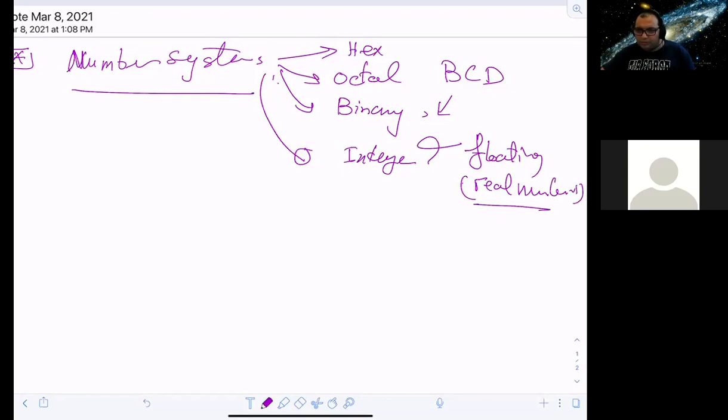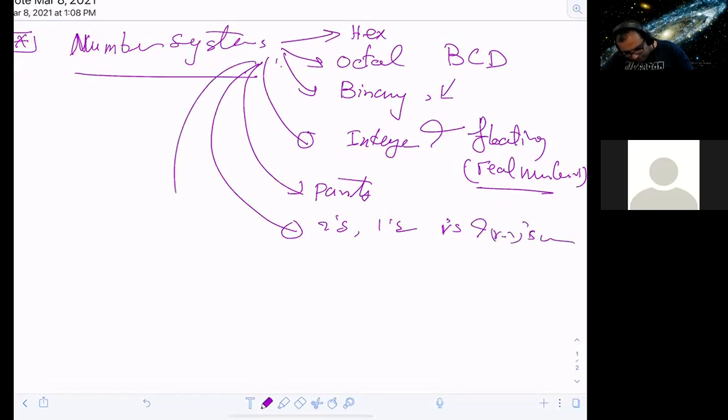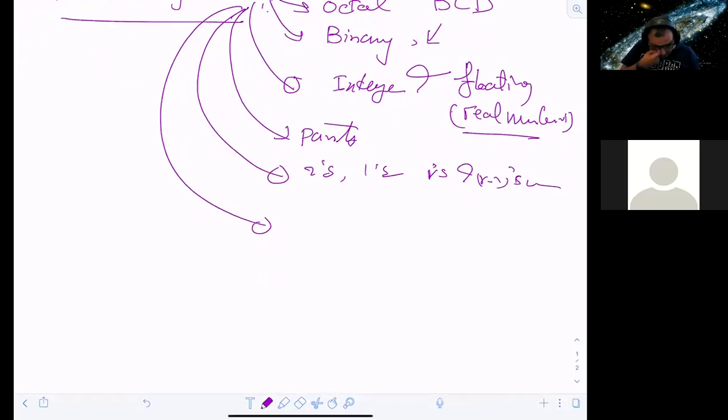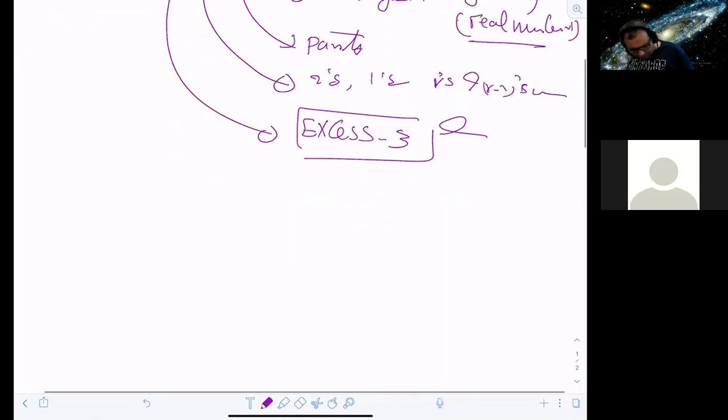Real numbers, like 1.3, 1.4. Anyway, then we talked about the parity bit. And also we talked about two's complement, one's complement, and r's complement, and r minus one's complement. What else did we talk about? I think that's basically what we have, right? And we talked about XS3. Yeah, that's pretty much what we have for this chapter.